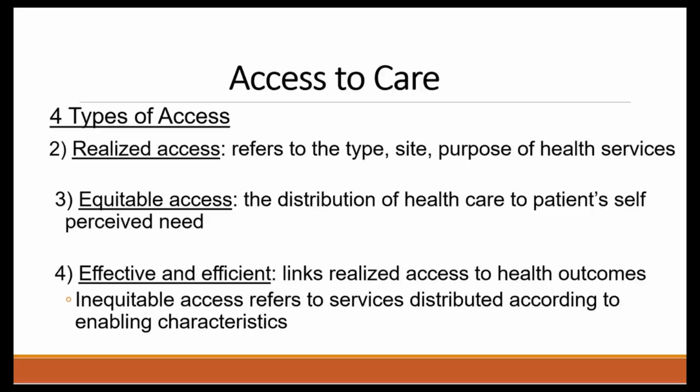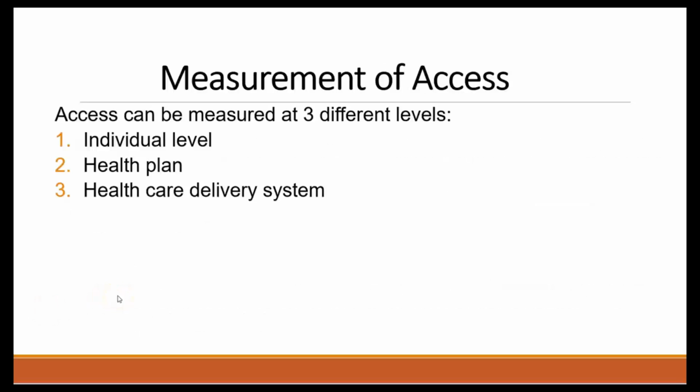Now, next, I just briefly wanted to talk about the measurement of access to care. So I'm going to jump to slide 61, which is the next slide. And here we're covering the measurement of access at 3 different levels. So access indicators at the individual level measure medical service utilization relative to enabling and predisposing factors while controlling for need for care, and the patient's assessment of the interaction with the provider.